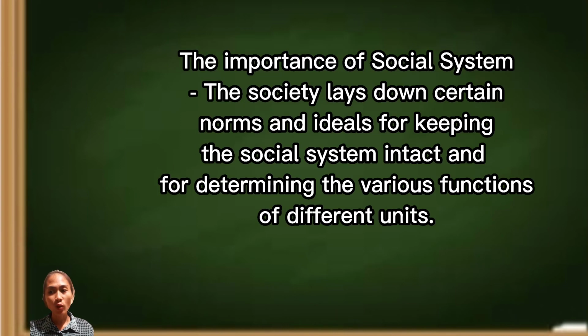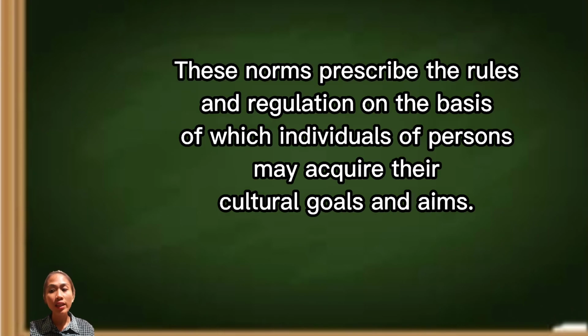What is the importance of social system? The society lays down certain norms and ideas for keeping the social system intact and for determining the various functions of different units. These norms prescribe the rules and regulations on the basis of which individuals or persons may acquire their cultural goals and aims.